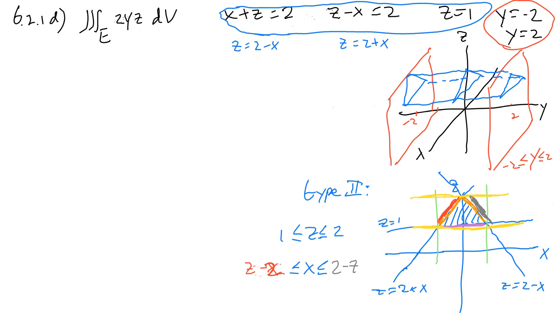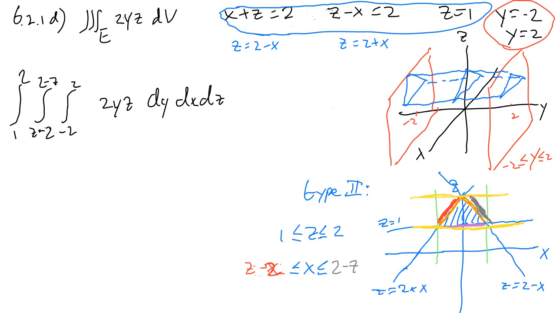Okay, then for the inner integral, let's start with the inner integral in y. So we have 2yz dy, and then we have dx dz, right? Because z is the constant. So y is from minus 2 to 2, x is from z minus 2 to 2 minus z, and z is from 1 to 2. So I think this is the correct answer.